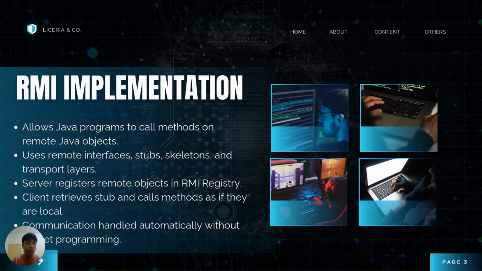And then for the RMI implementation part, how RMI works: RMI allows a Java application to call methods that are actually running on another machine. It uses remote interfaces, stubs, skeletons, and a transport layer to manage the communication. The server registers the remote object in the RMI registry, and the client retrieves a stub to interact with it as if it were a local object. So this removes the need for manual socket programming and makes distributed Java development much easier.